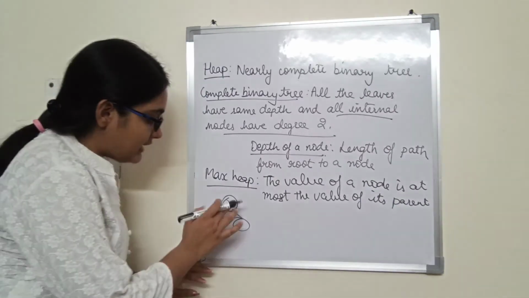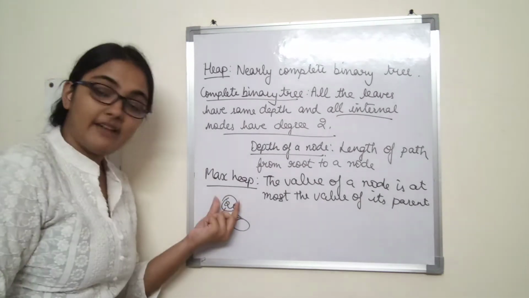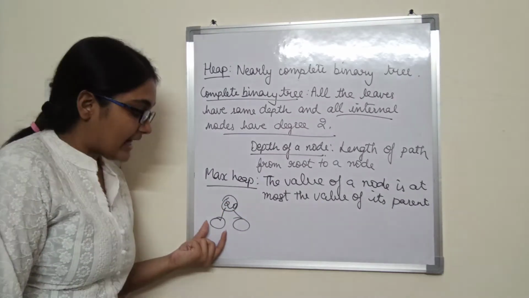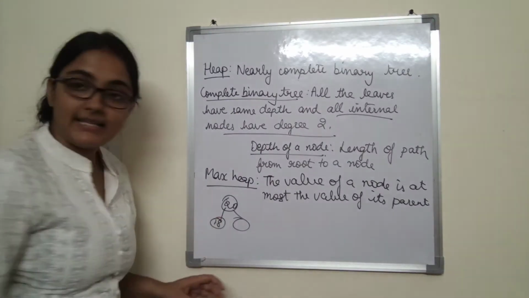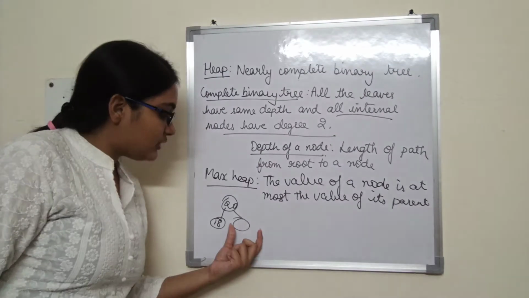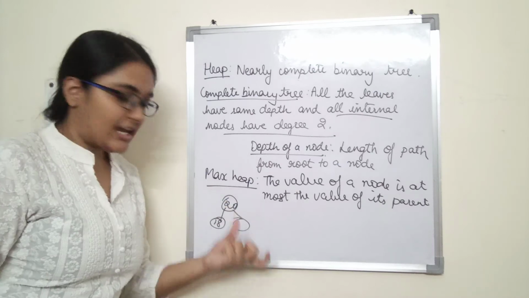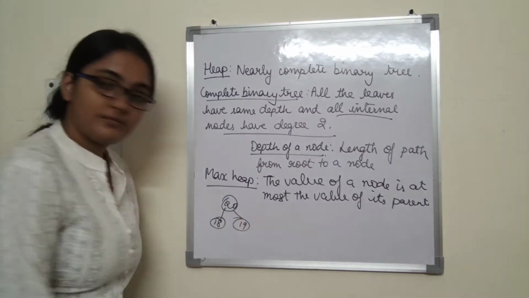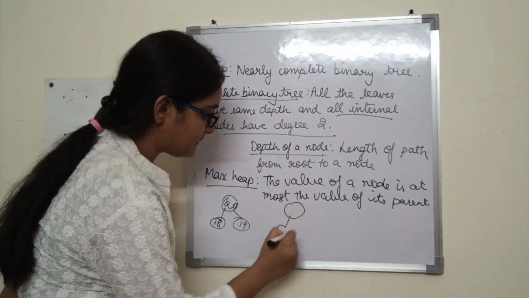So if this is 20, then the value of this node is at most the value of its parent. It can be at most 20, and in general case it will be less than that. The value of the node is at most the value of its parent. It can be at most 20. In general cases, it will be less than that. Let us see more examples.